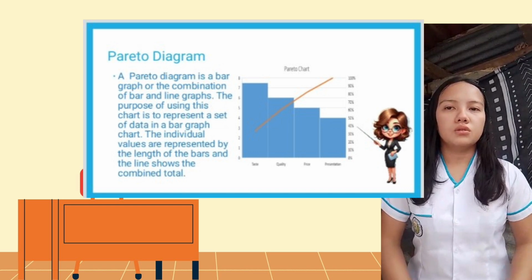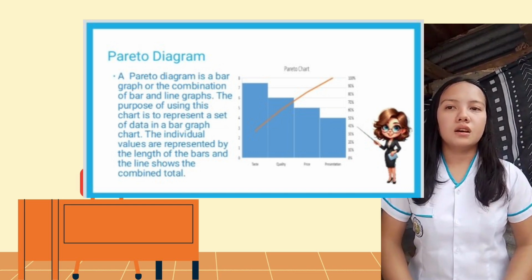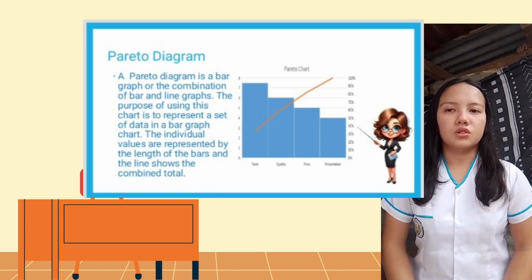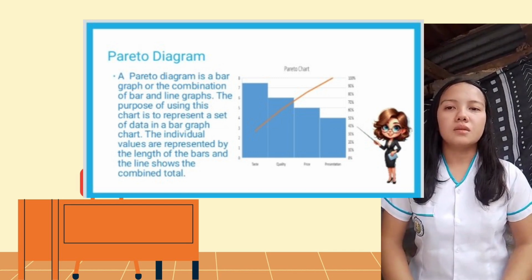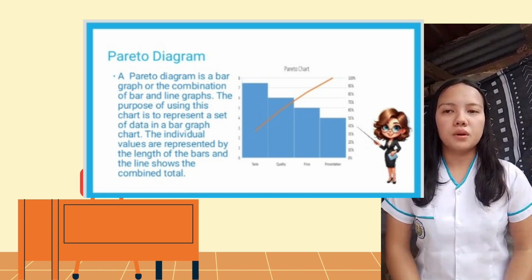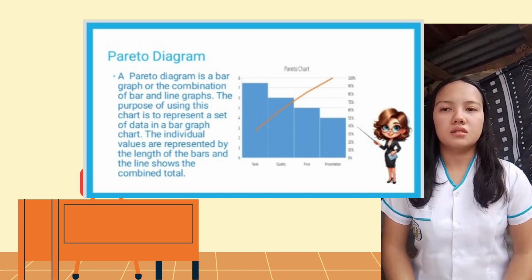We use a Pareto diagram because it helps identify the most significant factors contributing to a problem. The combined bar and line graph provides a clear visual representation of the relative importance of different factors. And lastly, it's a powerful tool for identifying areas for improvement and making decisions.